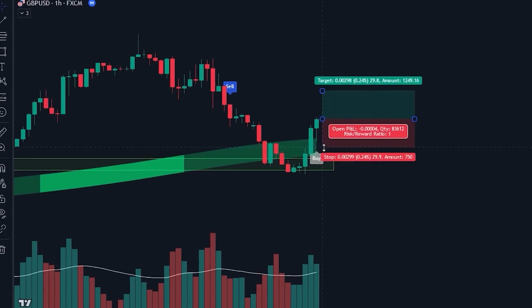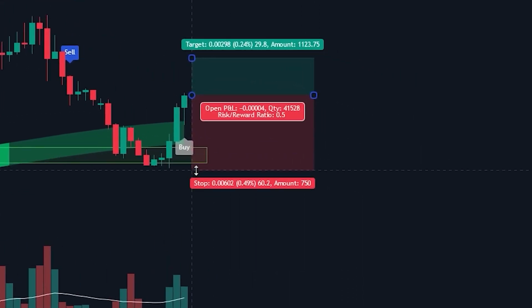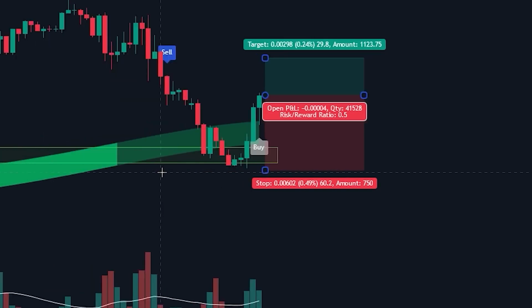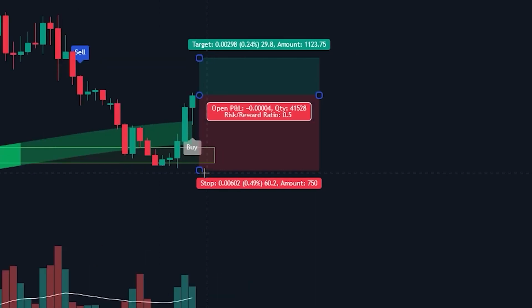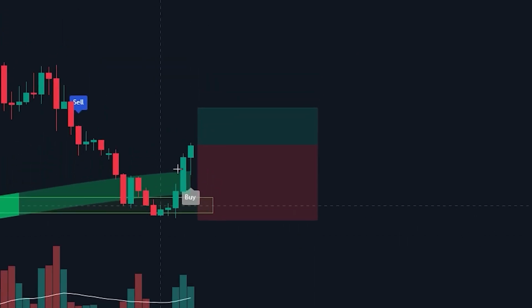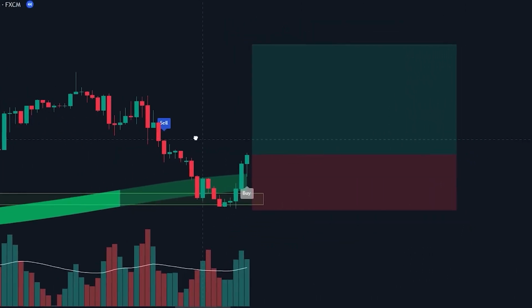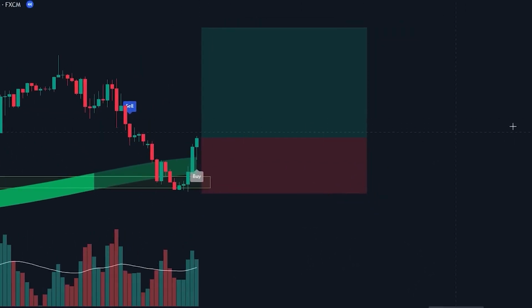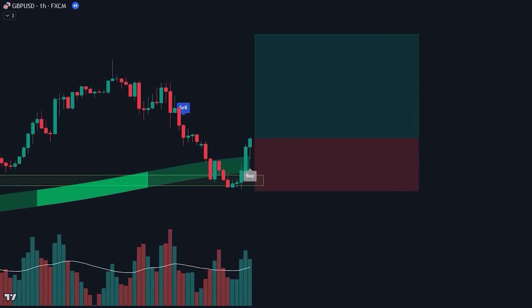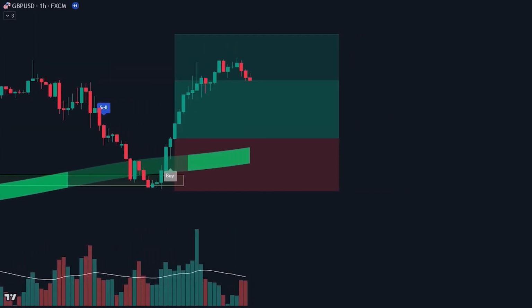To manage our risk, we will be placing the stop loss at the recent swing low, aiming to limit potential losses in case the market doesn't follow our anticipated trajectory. For the take profit level, we will adopt a risk-to-reward ratio of 2-to-1, seeking to secure a reward that is twice the amount we are risking. This approach allows us to maintain a favorable risk-reward balance. Now let's take a look at how the trade plays out.